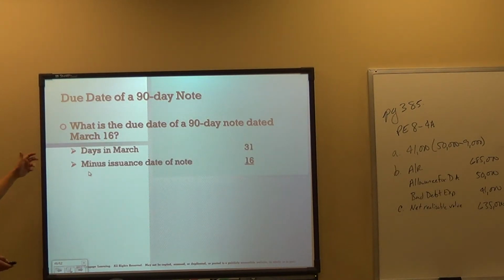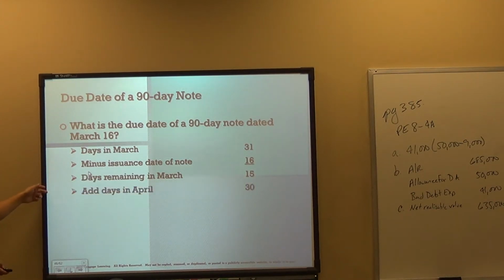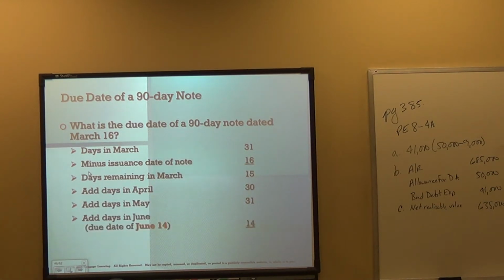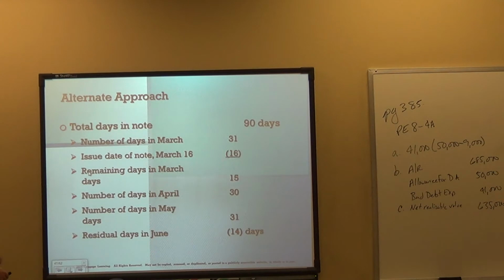So March is 31 days, and then minus the issuance date, 15 days in March remaining, and then add April and May, and then part of June. So that's how they came up with the 90 days. Pretty simple, just look at the calendar and count that out. So 90 days in total. See right there. All right.